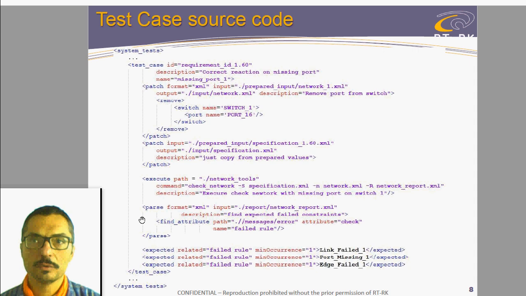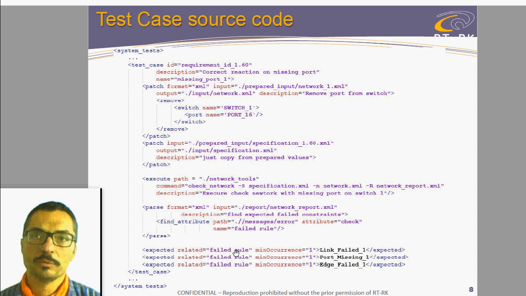Executor actually goes to the path. Then in that path, it executes this command, which will check the network against the specification and network description, and whatever is in these files will be reported in the third file. And after that, the parser reads this report file in order to find the attribute called check inside of the XPath message error. And every value that is found in that attribute is, so to say, mapped to the failed rule.